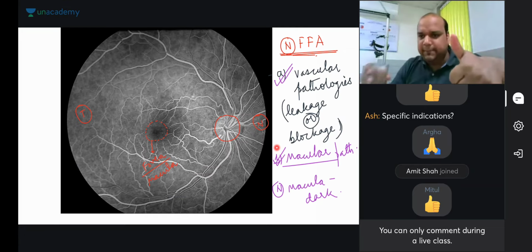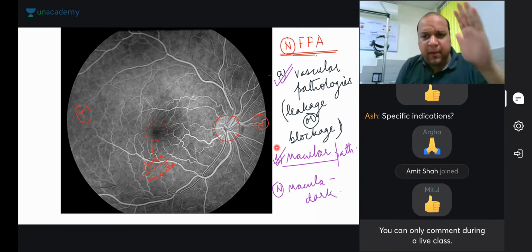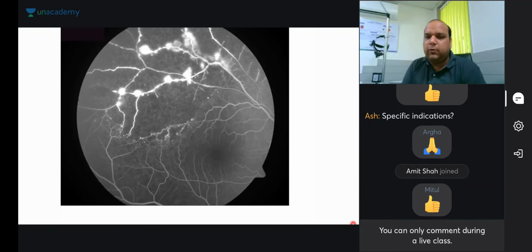Do we understand this, everybody? Vascular pathologies and macular pathologies. I'll just bring up 2 or 3 photographs for you on screen, and I'll try to show you the abnormalities which can be seen. Everybody, let's see this photograph now on the screen for all of you.